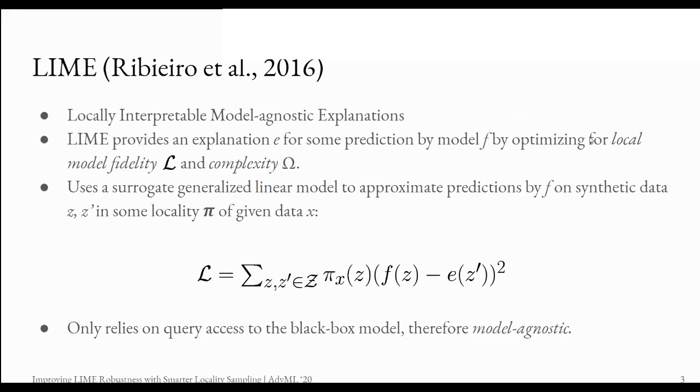More specifically, LIME uses a surrogate generalized linear model to approximate predictions of the target model on data samples generated around some locality of the given data instance. Mathematically, LIME solves the following weighted squared loss, and the optimized weights of the linear model denote the importance of each feature, as can be seen here. Moreover, LIME is model agnostic because it relies only on query access to the target model.